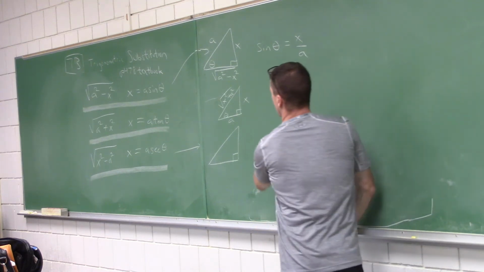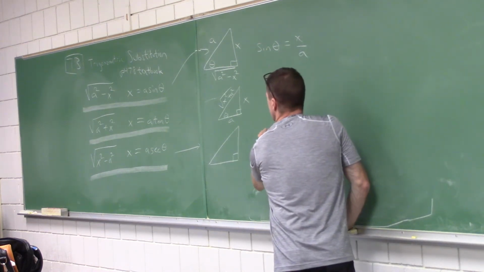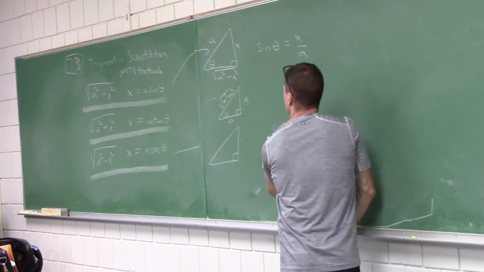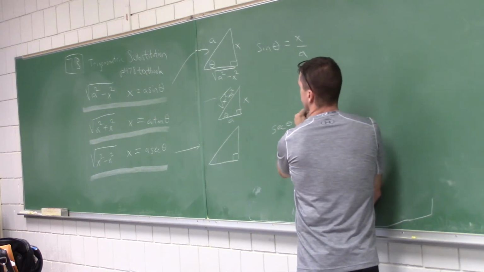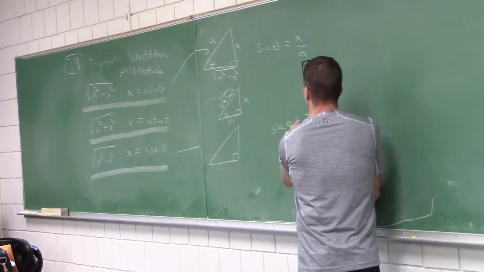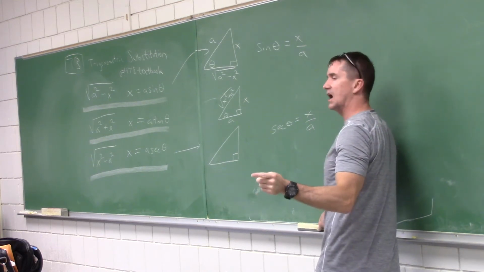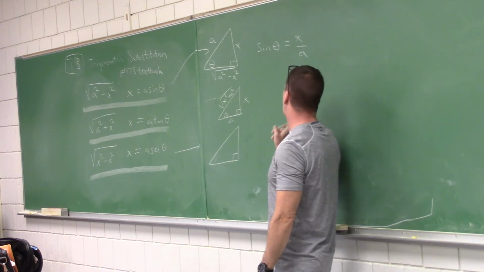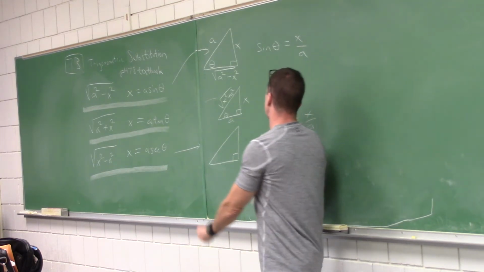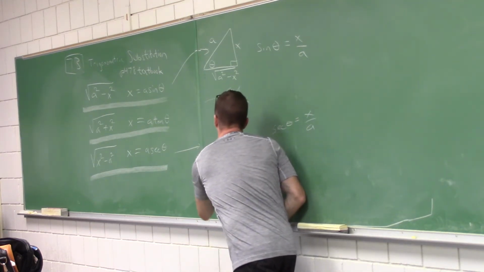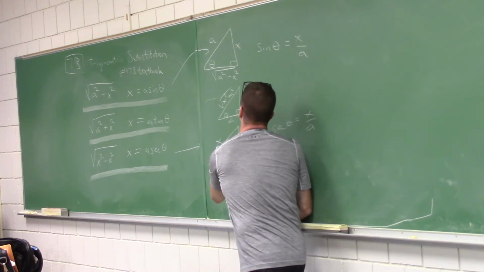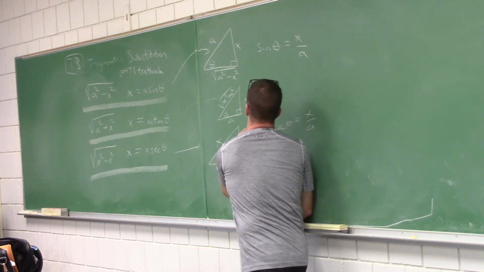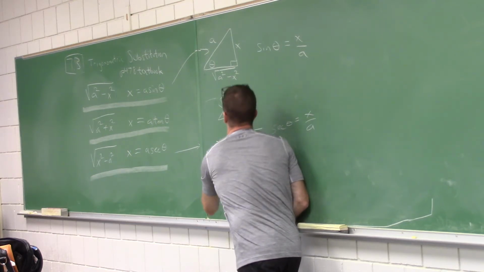And when x equals a secant theta, what's secant of theta equal to? X over a. Remember, secant is cosine's reciprocal buddy, right? So when I do secant theta as hypotenuse over adjacent, I'll put x here, a here, and put the square root of x squared minus a squared. And put the theta here.